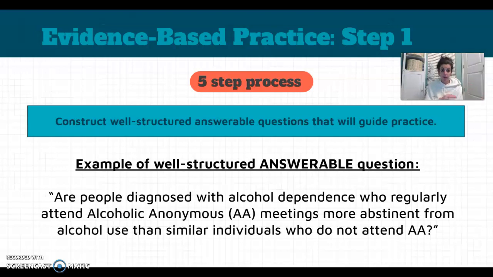So if we're going to pull out the PICO of this question, we have our population, which is individuals who are diagnosed with alcohol dependence. So that's a target population. The intervention is attending AA meetings.